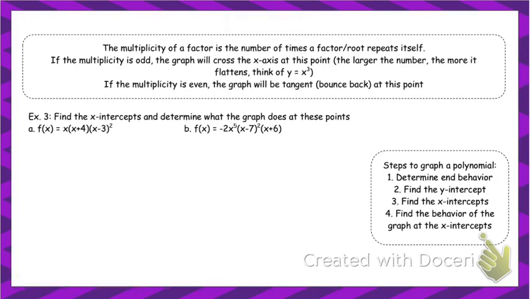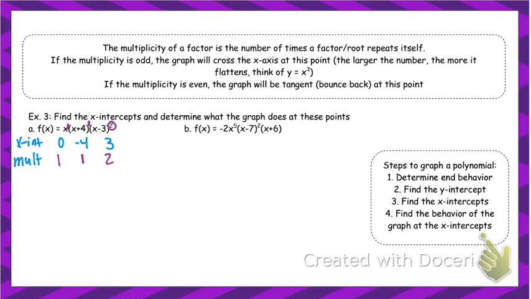So we are going to start just by finding the x-intercepts and determining what your graph does at those points. Well, since it's factored, it's easy to see the x-intercepts. The x-intercepts are 0, -4, and 3. The multiplicity of those factors is the exponent of them. Well, x is raised to the first power. So at 0, the multiplicity is 1. x plus 4 is raised to the first power. So the multiplicity there is 1. x minus 3 is squared, so the multiplicity there is 2.